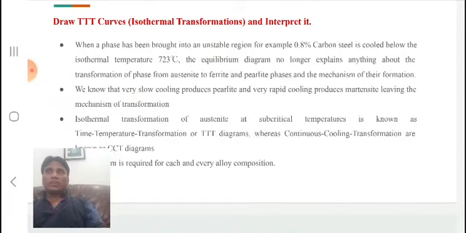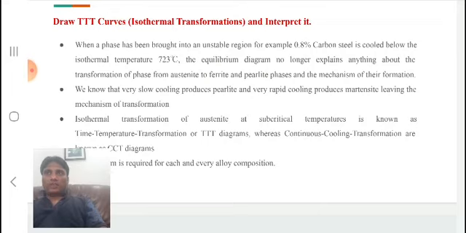So to understand this transformation, isothermal transformation of austenite at subcritical temperatures is known as time temperature transformation or TTT diagrams, whereas continuous cooling transformations are known as CCT diagrams. Continuous cooling diagrams will also be explained in the next video session. But in this video session, let us understand how exactly time temperature transformation curves are constructed.